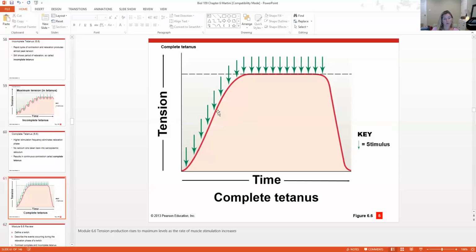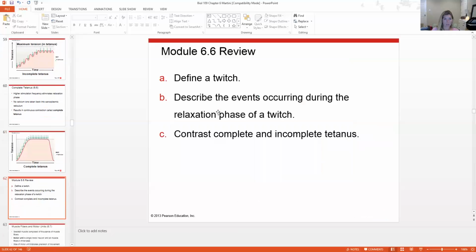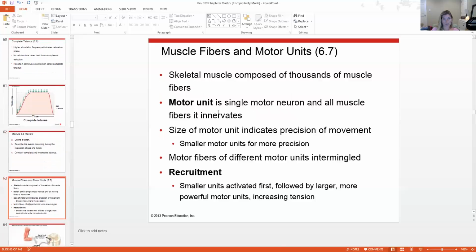A real-world example of complete tetanus would be like a Charlie horse, right? This is where all your muscle cells in that particular area, maybe your calf or your foot or wherever, are cramping so much that you reach incredible pain. So you can pause the video, go back and answer these 3 questions.